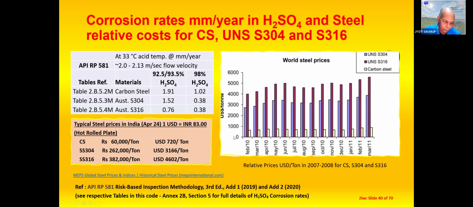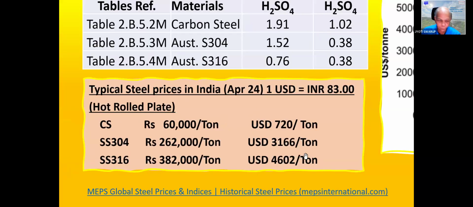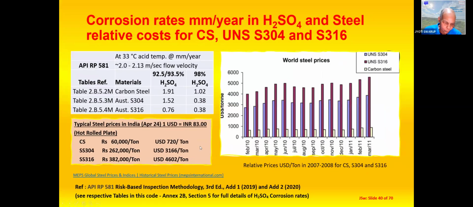It's very important. Now we know the relative cost of these materials is just relative numbers. Don't take these numbers as correct numbers. For example, carbon steel is something like 720 US dollars per ton, while SS 316 is 4602. So these are typical rates of carbon steel and stainless steel, and depending on the application, you have to select a proper material that is applicable for the particular job that you are talking about.